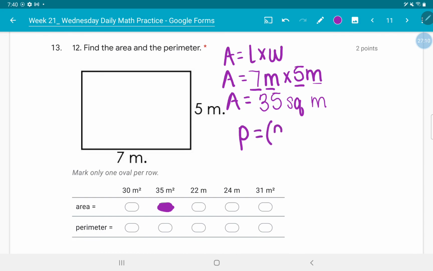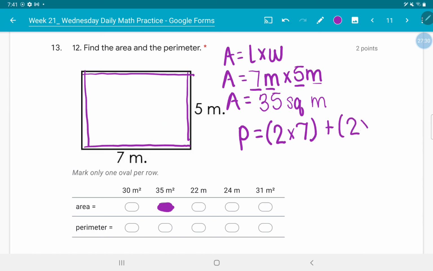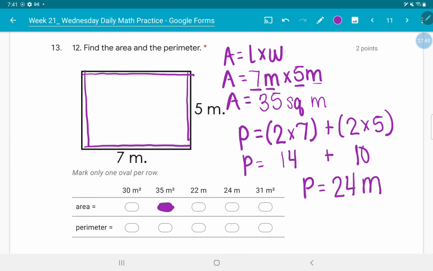To find the perimeter, we're going to add all the sides. So I have 2 7-meter sides. This one is 7 and this one is 7. So I'm just going to write that as 2 times 7. Then I also have 2 5-meter sides. So I need to add 2 times 5. I'm going to solve that. 2 times 7 is 14. Plus 2 times 5 is 10. If I add 14 plus 10, I get 24. And my unit is meters.